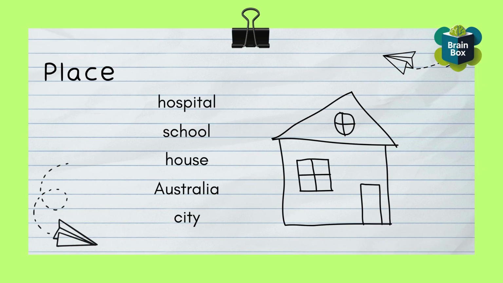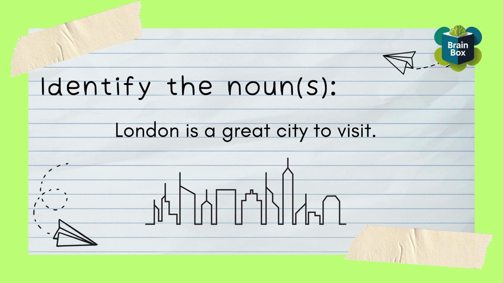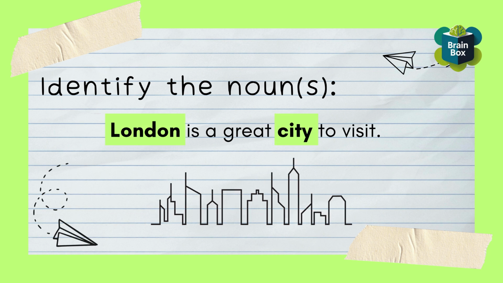Place. Examples of place: hospital, school, house, Australia and city. These are names of places. Now children, here is a sentence. London is a great city to visit. You have to identify the noun in this sentence. It's easy. You see children, London and city. These are two nouns in the given sentence.